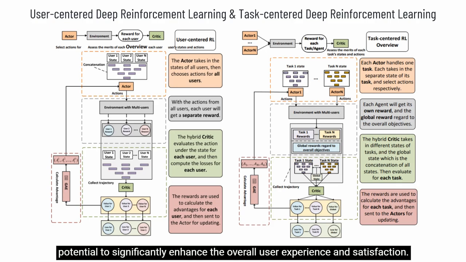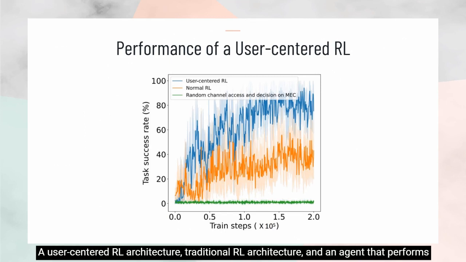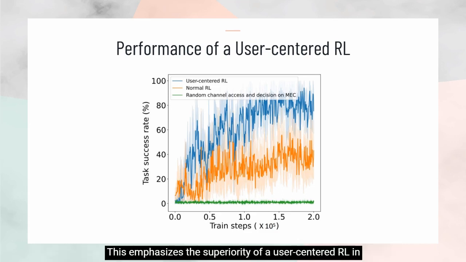To verify the validity of the user-centered reinforcement learning framework, we used it to tackle a VR-scene computation offloading task. A user-centered RL architecture, traditional RL architecture, and an agent that performs random actions were employed to compare the performance of each algorithm. As you can see here, the user-centered RL architecture achieved a much higher task success rate when compared to the traditional RL algorithm across the training process. This emphasizes the superiority of a user-centered RL in tackling challenges with heterogeneous user requirements.